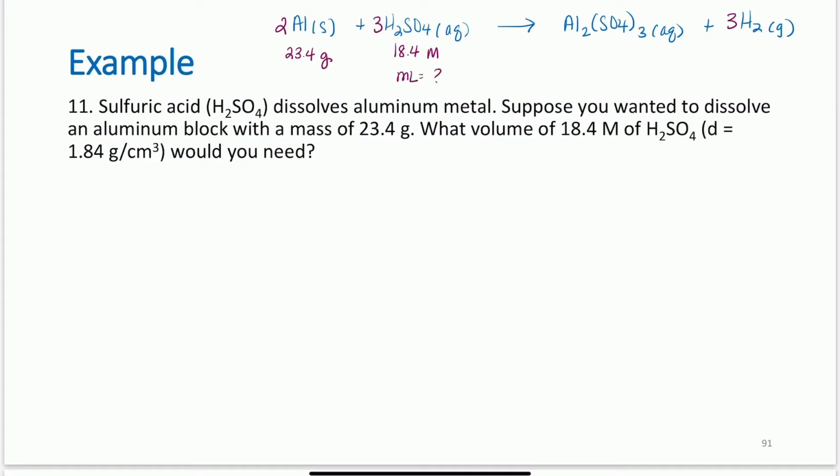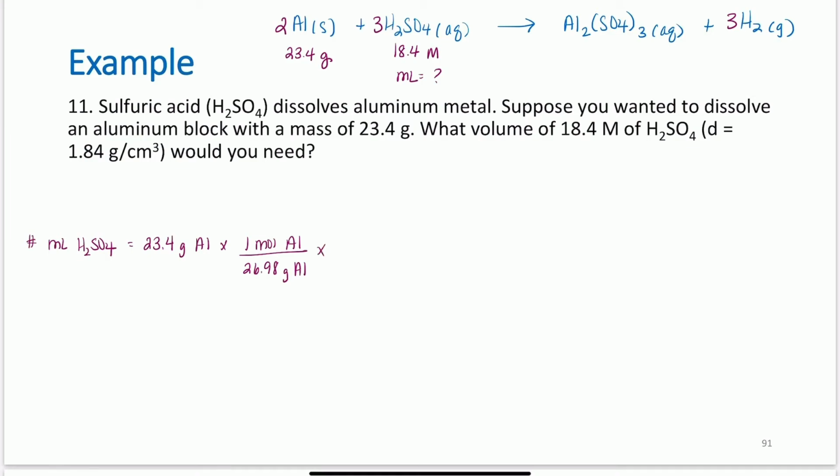Most often we mean volume in milliliters. Unless we say liters, we mean milliliters. So I want to know the number of milliliters I need of H2SO4 if I'm trying to dissolve a 23.4 gram block of aluminum metal. Convert that to moles of aluminum. Aluminum's atomic weight is 26.98 grams, so 1 mole of aluminum weighs 26.98 grams.